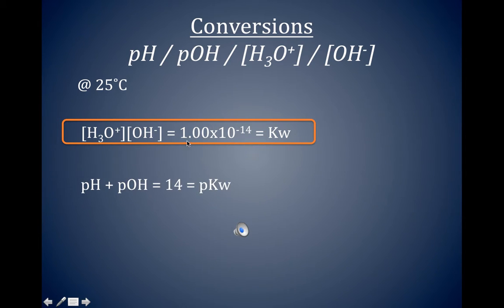But we can also use our logarithm scale. If we translate this into logarithms, we get pH plus pOH has to equal 14, and 14 is our pKw. If I take minus the log of this, I'm going to get 14, and I got 3 sig figs, so I go 14.000. And remember, this is all at 25 degrees.